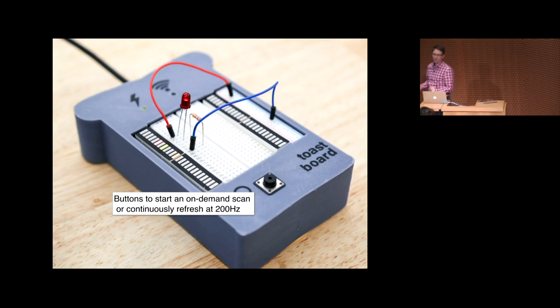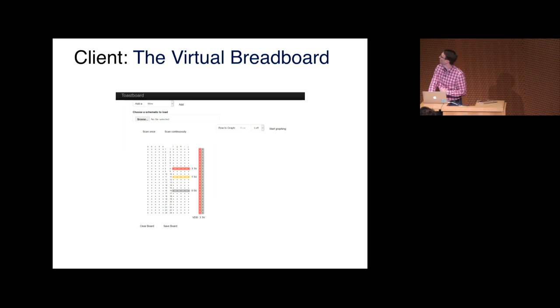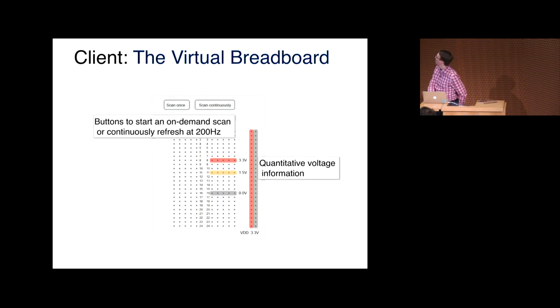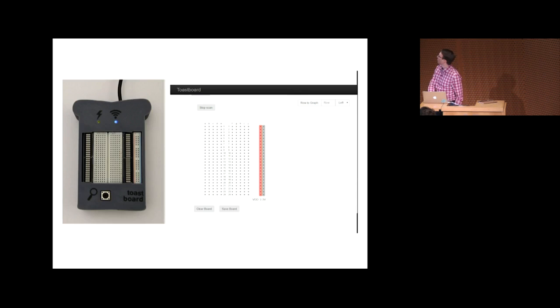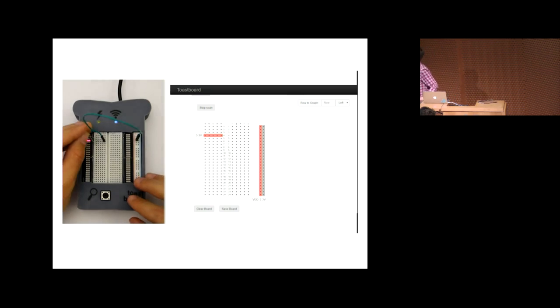So here's the TOASTBOARD. It's the better breadboard. We scan the voltage on all rows of the breadboard at about 200 hertz. And then we can show you the voltages directly on LED bars next to each row. We can also take that same information and show it to you in software. So here's now a virtual representation of your breadboard. And as you put your circuit together, you can see that information updating in real time.